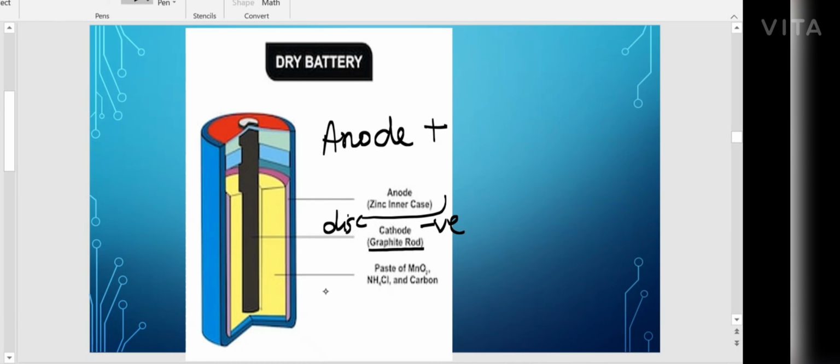And there are many other chemicals inside. We are calling these chemicals electrolytes. Electrolytes allow the electric charge to transfer from the positive to the negative terminal of the battery. And these electrolytes are filled with a paste of MnO2. MnO2 means manganese dioxide. NH4Cl means ammonium chloride, and carbon. So here also you can see carbon, and graphite means a type of carbon.